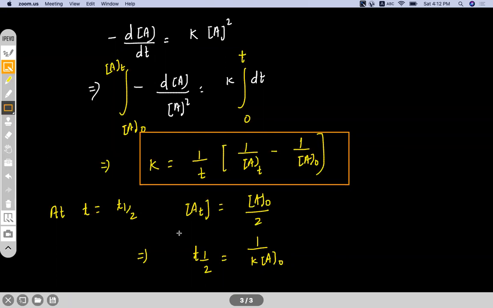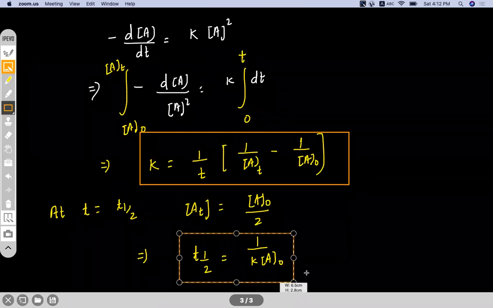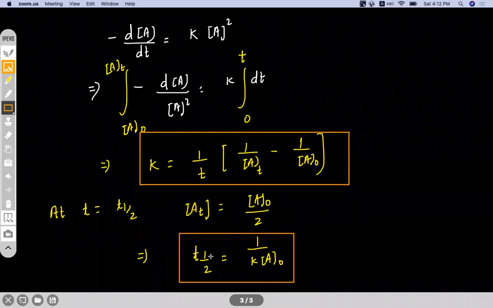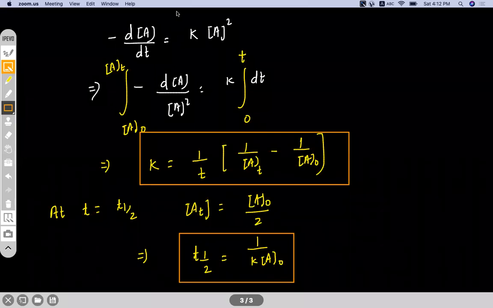So here, the more concentration we take initially, the lesser will be the value of half-life. Because obviously, if you compare this with the first order reaction, the rate is directly proportional to the concentration. Here the rate is directly proportional to the square of the concentration. So obviously the reaction is proceeding at a faster rate, correct? So half-life should be lesser than that of first order. That's why you see inversely proportional.